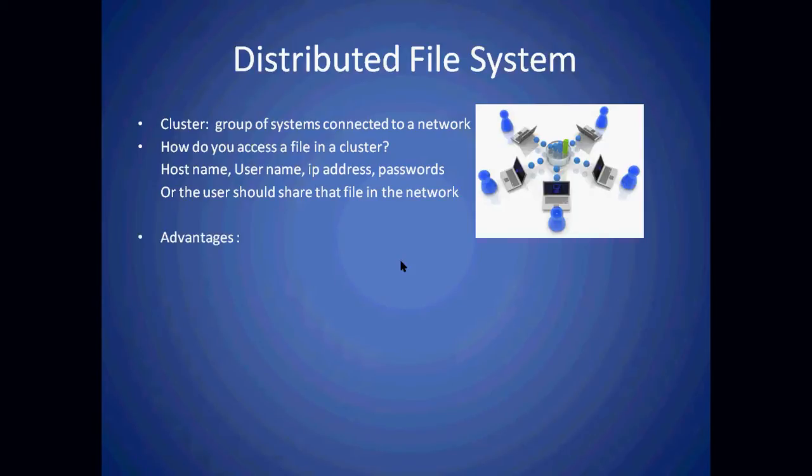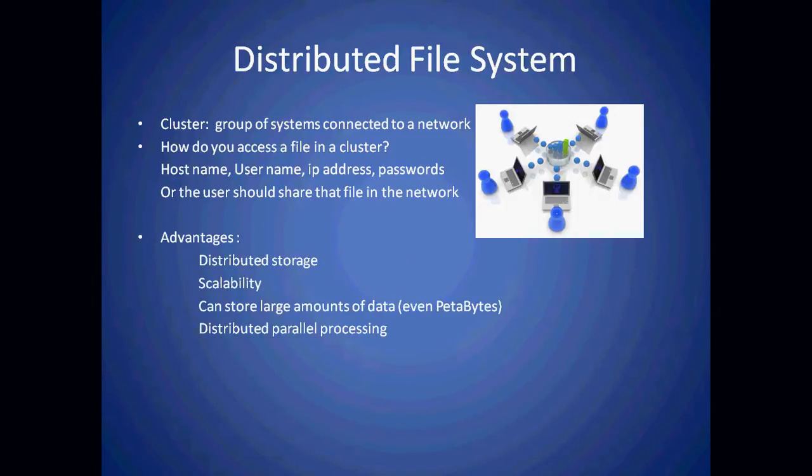This kind of network can have some advantages. Let's see what the advantages of a distributed file system are. We have seen the normal file system, now let's look at the distributed file system. The first one is distributed storage. What does distributed storage mean? In a normal machine, you can store only up to the capacity of your hard drive, right? Apart from that, you cannot store. But in distributed file systems, you can store even petabytes of data.